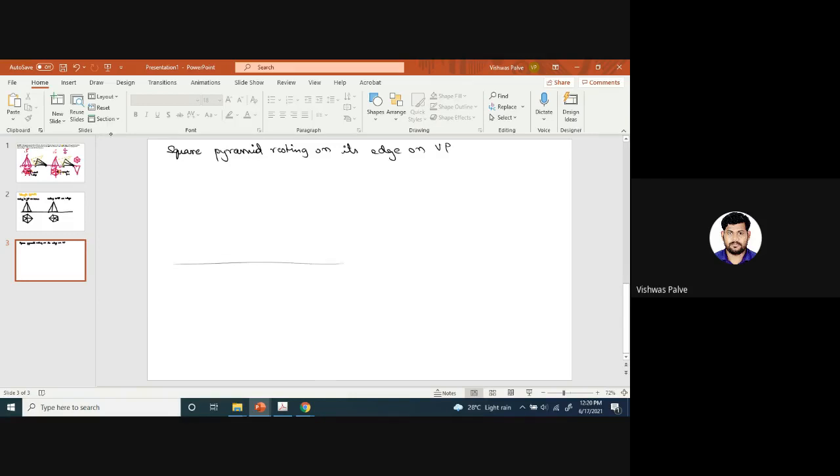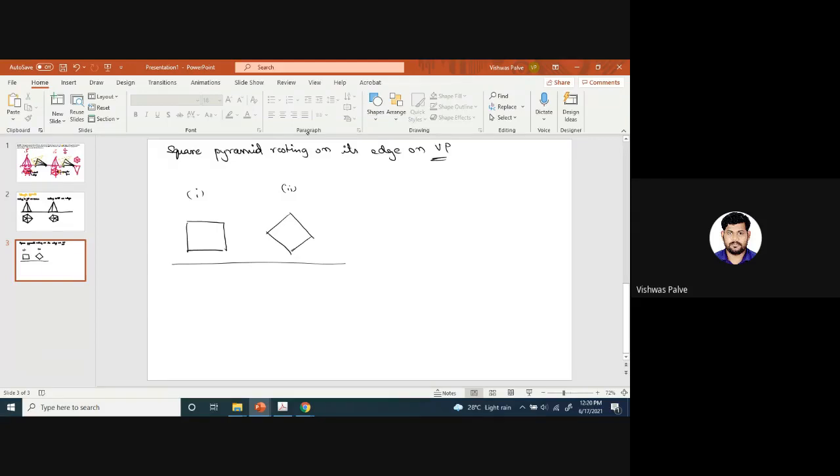Now, how are we going to draw this? A square pyramid is this. Whenever the object is resting on VP, the base shape will be drawn above the XY line. So there are two options. You can draw it like this, or you can draw it like this. Which one is correct in this case, the first one or the second one? Can anyone guess? Second one, on its edge. Second one, sir.